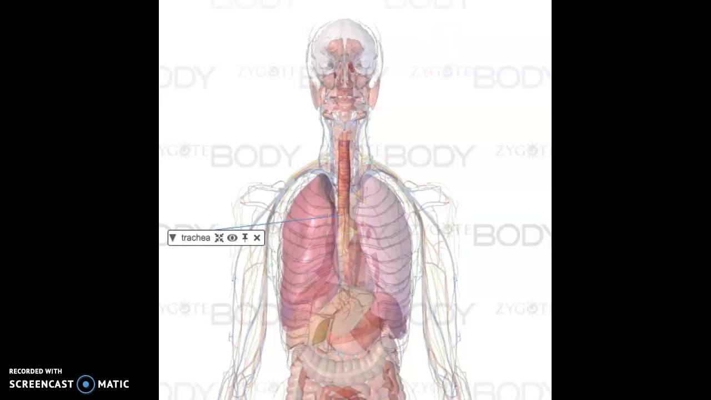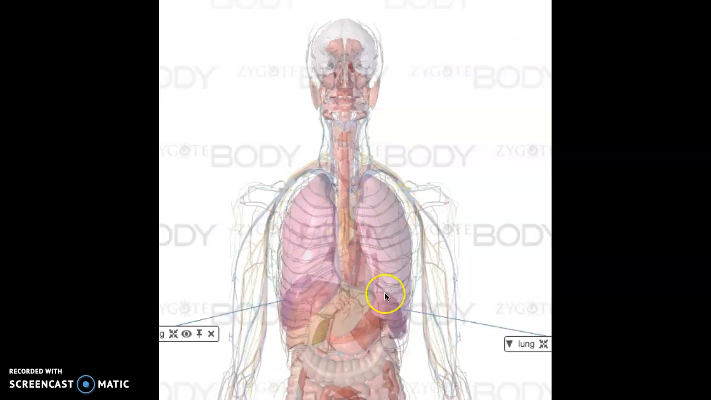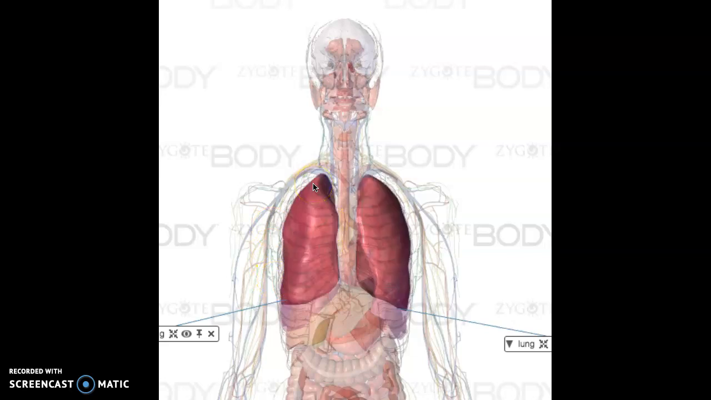Last but not least, we have the fan favorite, the lungs. Wow, bam! These big old babies right here. The lungs are pyramid-shaped. They're paired organs, obviously, 1, 2. They're connected to the trachea by the right and left bronchi, so those are other organs we're not going to get into. They are bordered by the diaphragm down here.